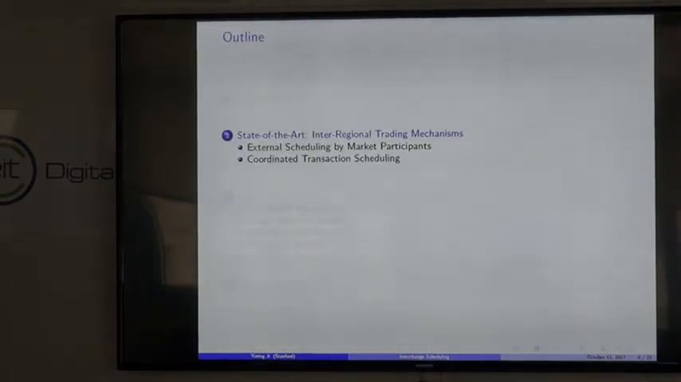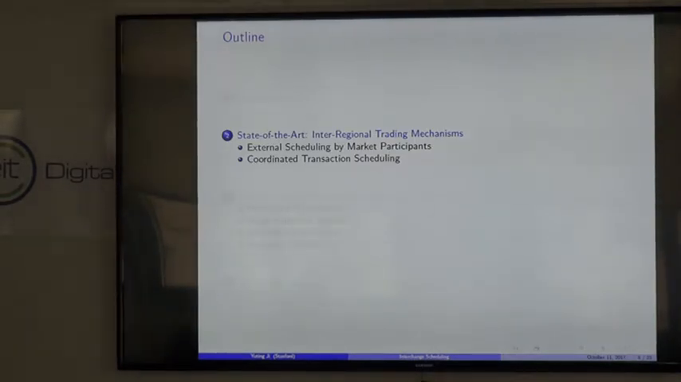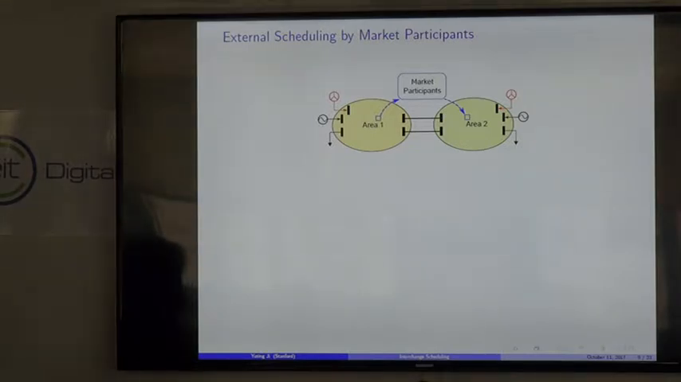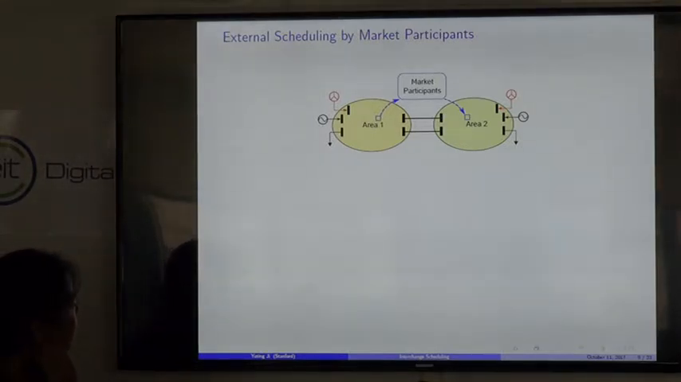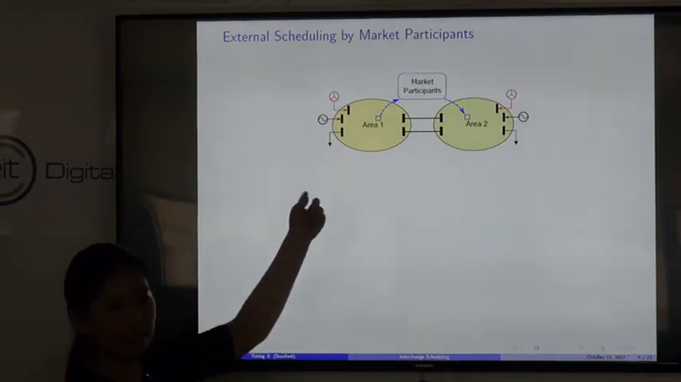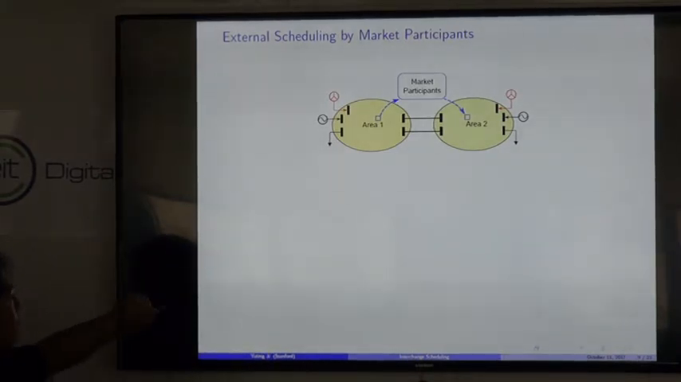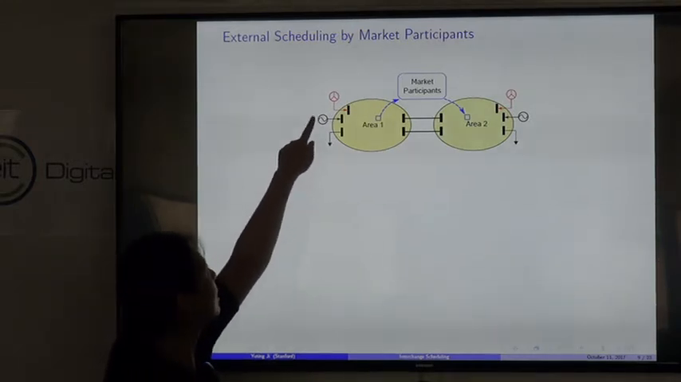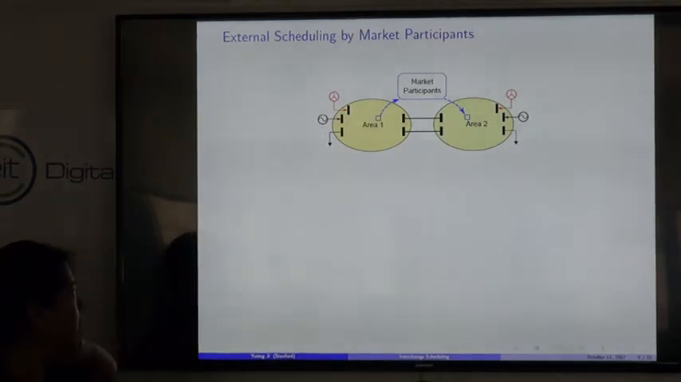So now let me tell you two state-of-the-art techniques in interregional trading in the US. Let's start from a simple example. There are only two areas, area 1 and area 2, and there are tielines connecting them. In each area, you have a traditional generator, a renewable generator, and load.